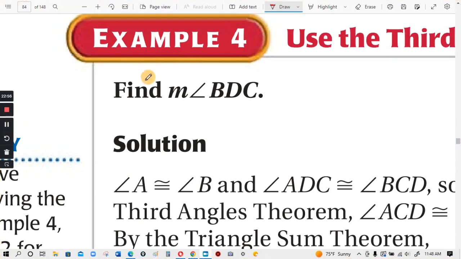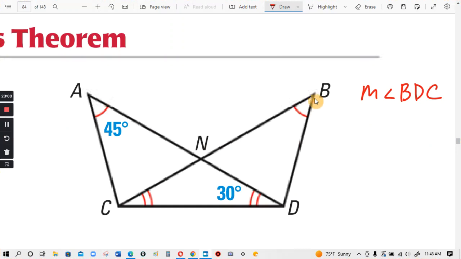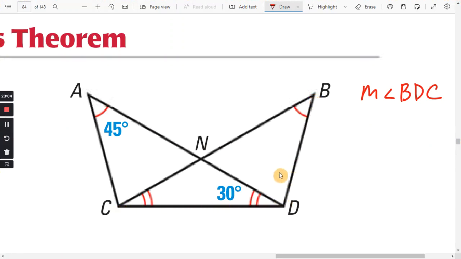Example 4, find the measure of angle BDC. If we go from BDC, that's going to be this whole thing right here. So see if you can solve for that, and I'll give you a hint. If this is congruent to that, and that is congruent to that, you can fill in the missing angle measurements and then find the third one. So please try it.